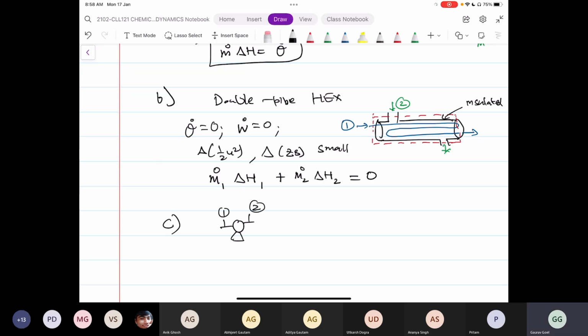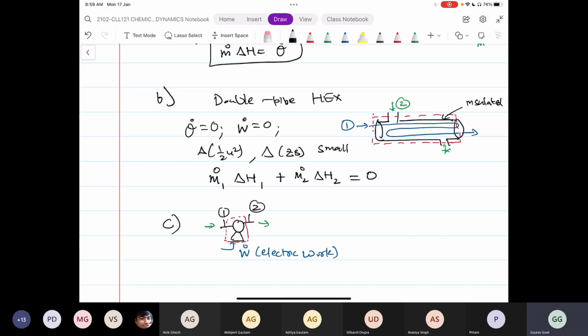Now they're asking about a pump with a single liquid stream. So 1 and 2 are your entry and exit points. Again, there's only one stream. You can draw your control surface across the pump, and here whatever work is being supplied to the pump, I'm modeling as coming from outside. So the electric work is being taken as input to the system. So that means W naught in this case is not zero.